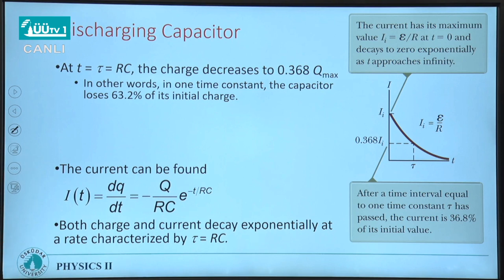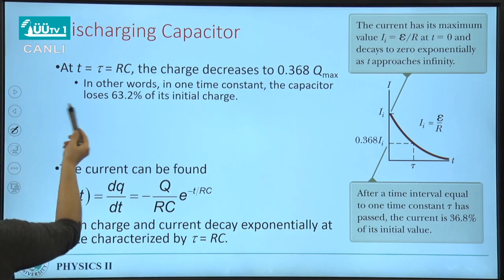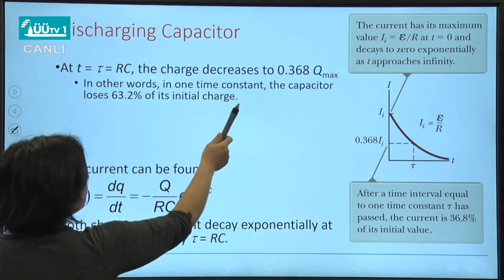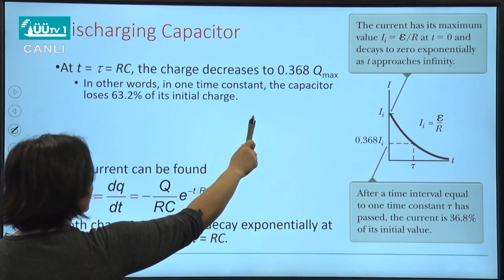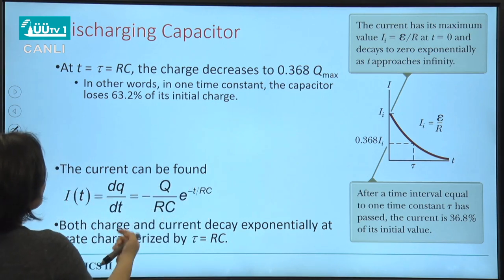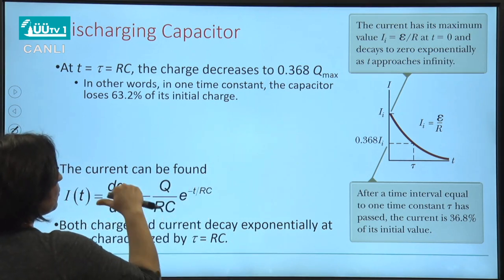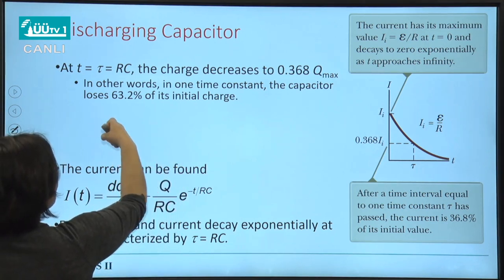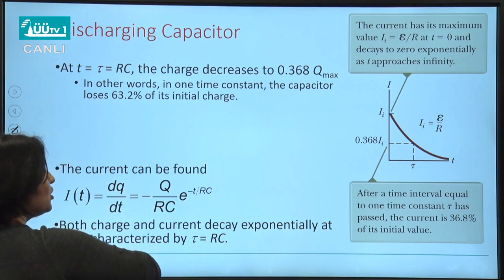So let's draw the graph also for the discharging capacitor. After one tau time, tau equals RC, the charge decreases to 0.368 of Q maximum. In other words, we can say in one time constant, 1 tau, the capacitor loses 63.2% of the initial charge.